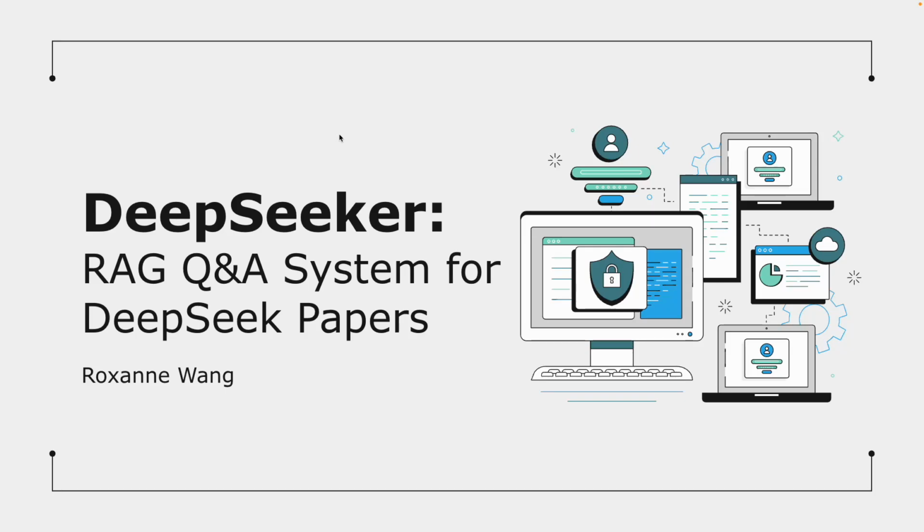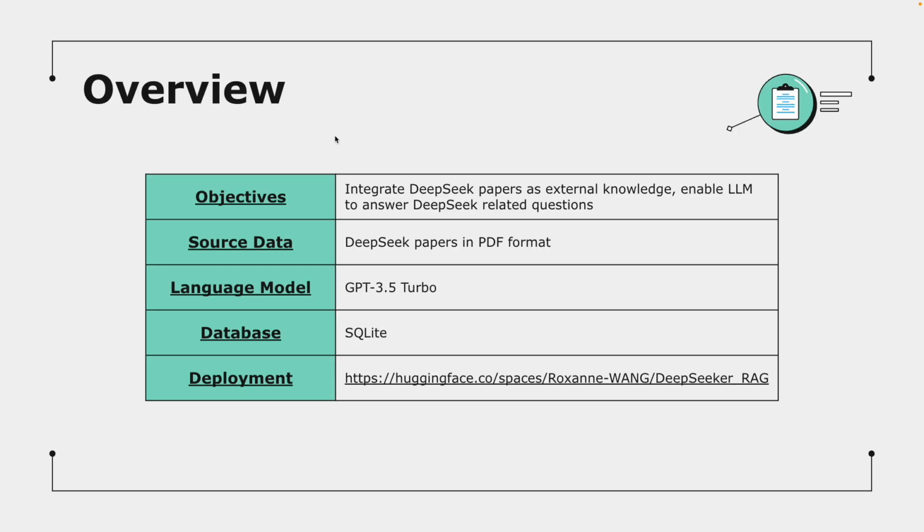Today I will talk about DeepSeeker, which is LLM assignment 3, and it is a RAG QA system for the DeepSeek papers. So here is an overview of my project. My objective is to integrate DeepSeek papers as the external knowledge and enable the LLM to answer DeepSeek related questions.